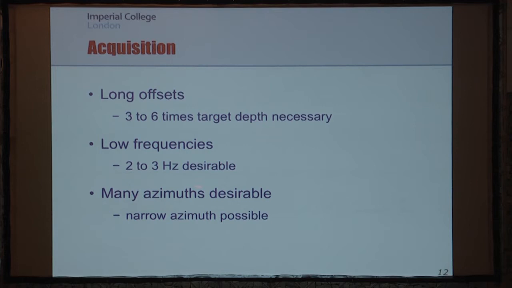Ideally, we'd like all the azimuths, so we'd like shots and receivers absolutely everywhere so that we generate true, genuine, three-dimensional data, and that helps dramatically. So it is possible to invert narrow azimuth data, but it's more difficult, more limiting to do that. It's better to have as many azimuths as you can possibly get.